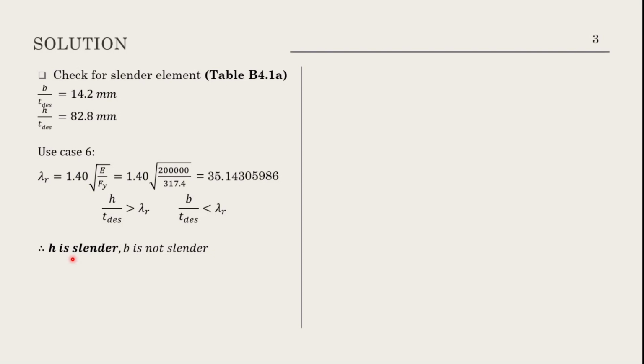Since we have a slender element, our formula for the nominal strength will be Fcr times Ae. So as long as there is just one slender element, the formula will change. Okay?